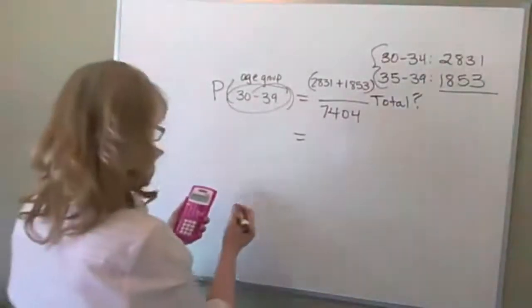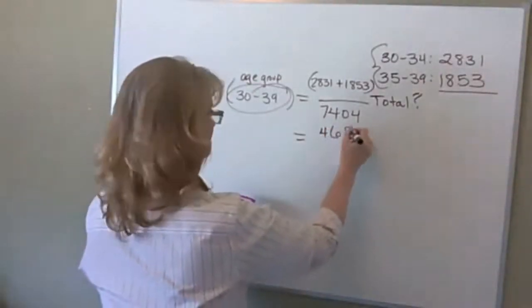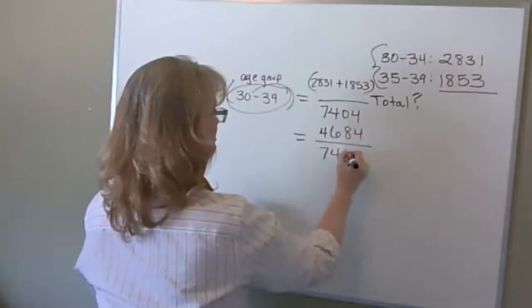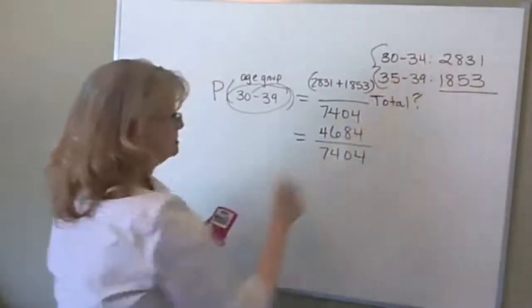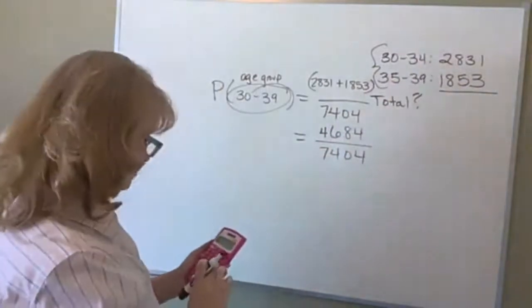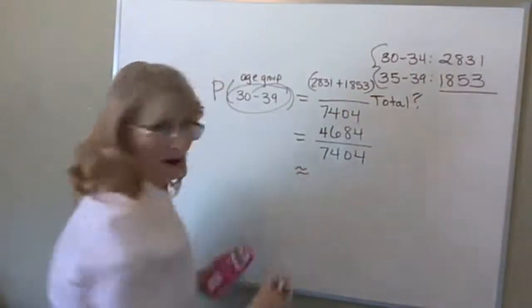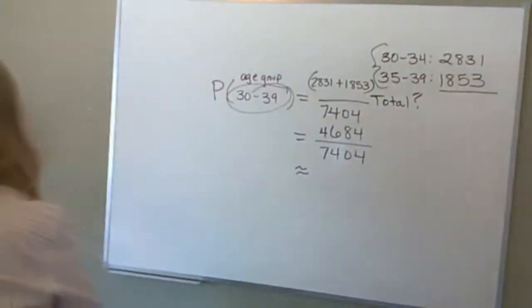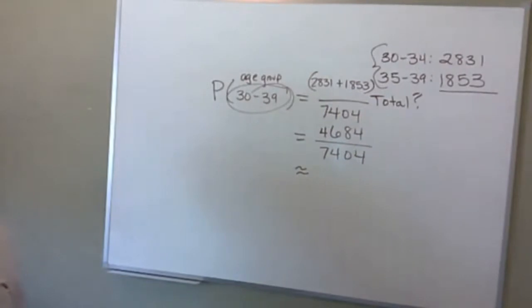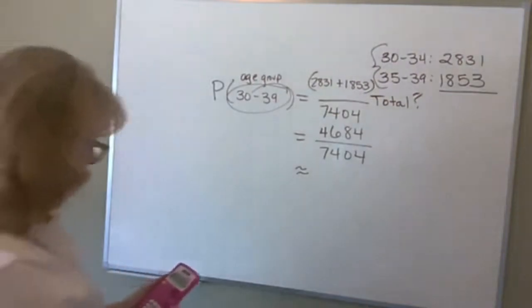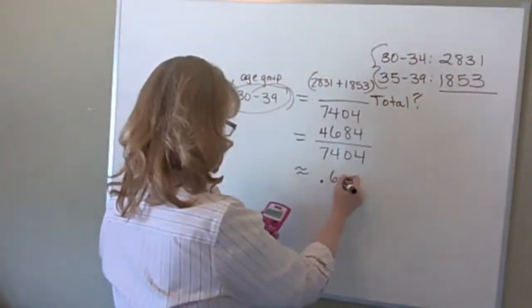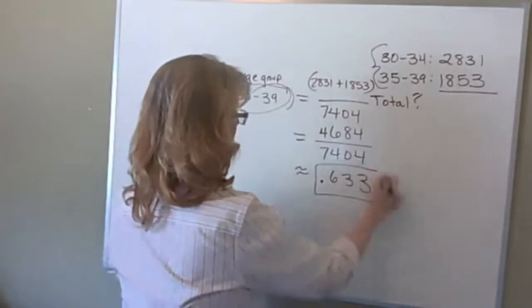Use yours, okay. That's fine. When I added those two age groups, I got that. And then if I divide by 7404, and they probably tell you to round to 3 places. I don't have this one pulled up, although I can pull it up. I think this was 14. Round to 3 places, yeah. So on mine, 0.633 is what I would put in.